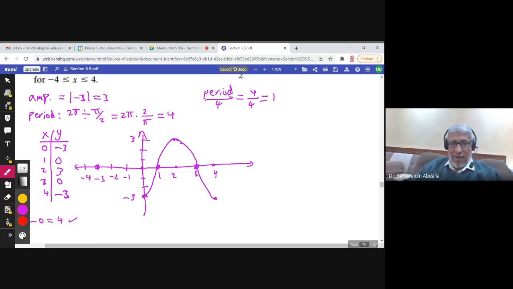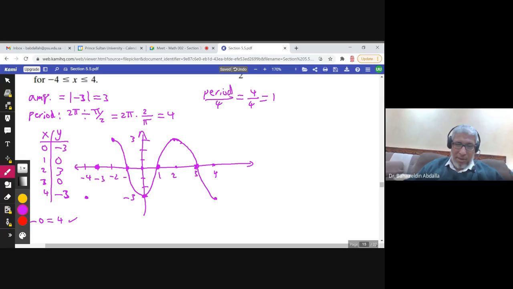These are the 5 key points. Here I have an x-intercept. Here I have an x-intercept. Here and here, the beginning and the end, I have a minimum because there is a negative sign, and here I have a maximum. So you continue like this.